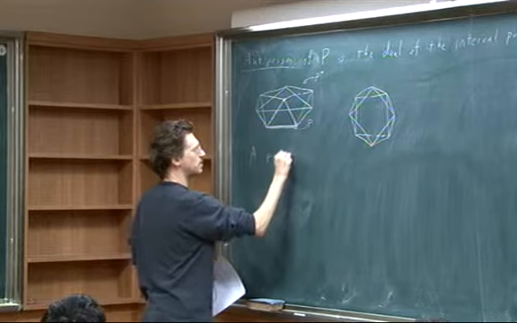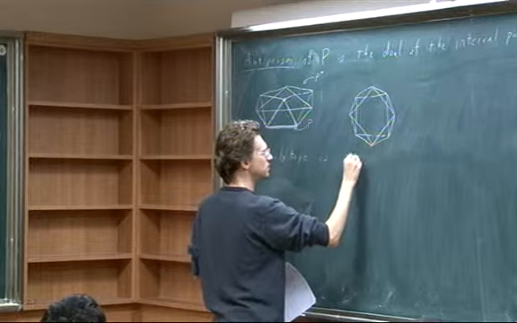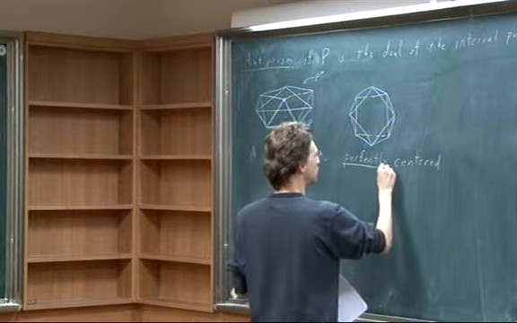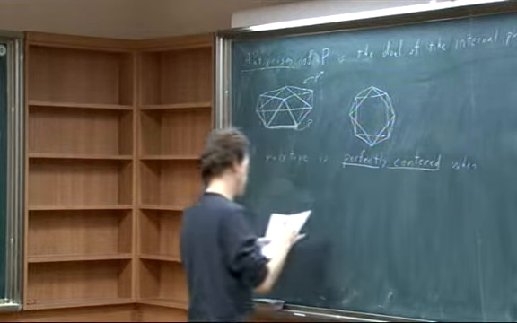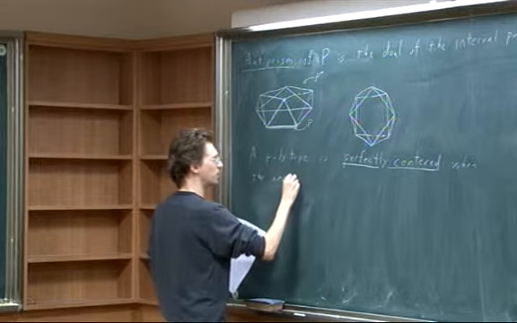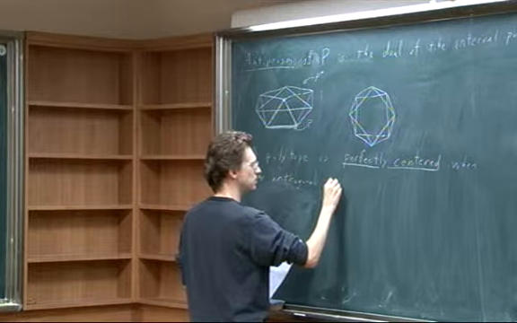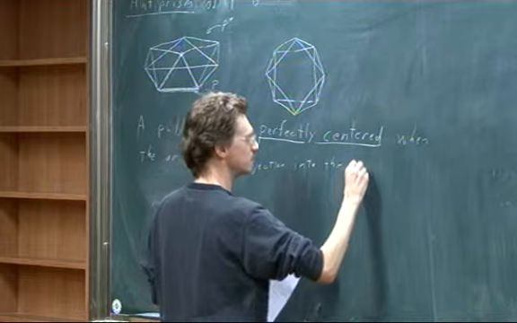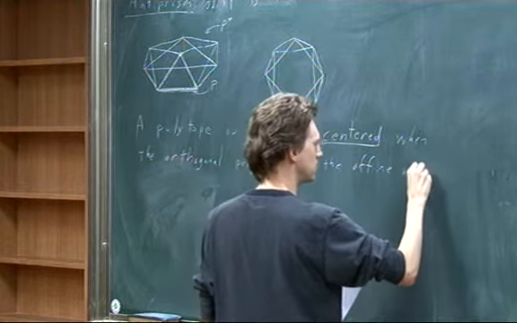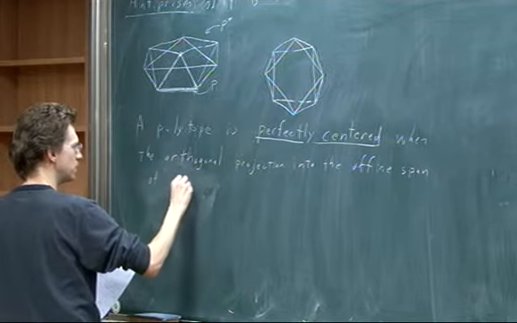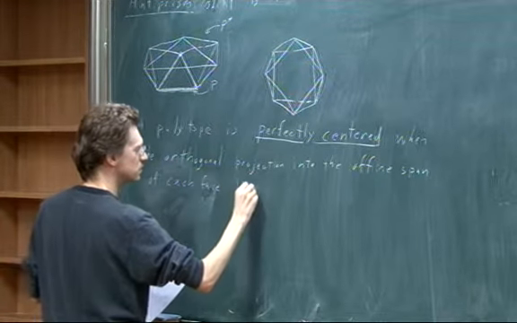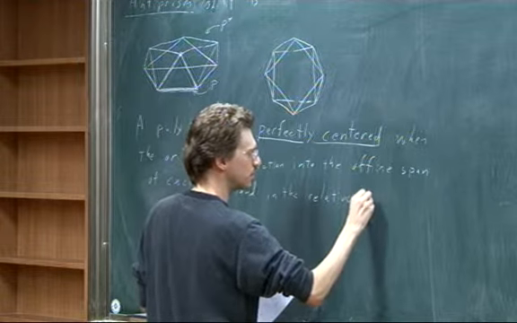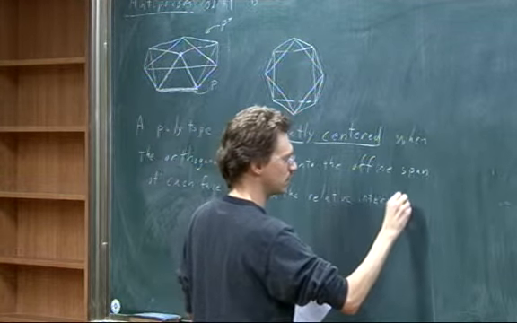A polytope is perfectly centered when the orthogonal projection into the affine span of each face lands in the relative interior of that face.